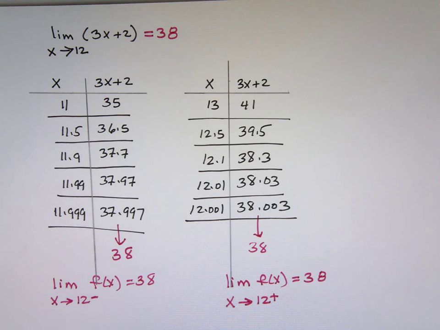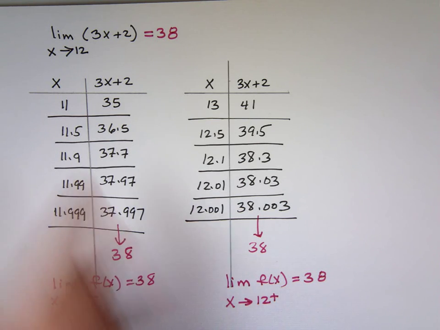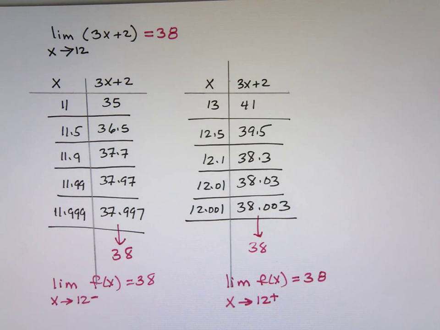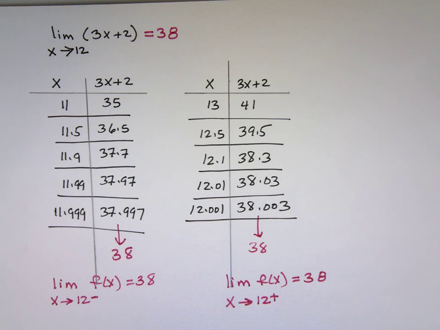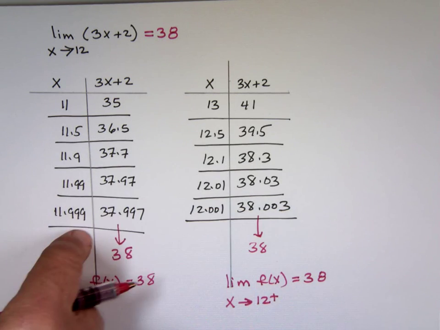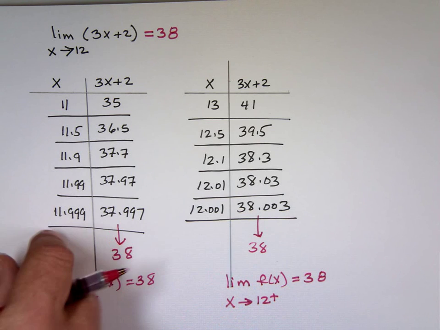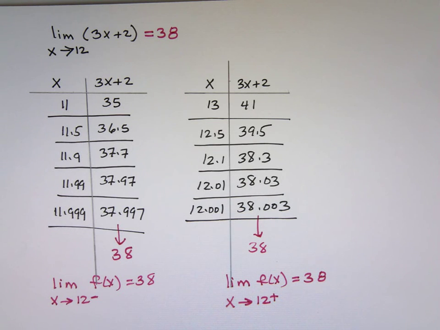Do I really want to do this table every single time? No. What's a quick way? How about direct substitution? Plug that number in. What's 3 times 12? 36 plus 2? 38. So when we get to the rules of finding the limits, the first step is direct substitution. If you get an answer, you're done. If you don't get an answer, you start looking for other ways. The last resort is really this method, because that's the longest way. I'm going to be looking for shortcuts, and direct substitution is always the quickest way to get your answer.